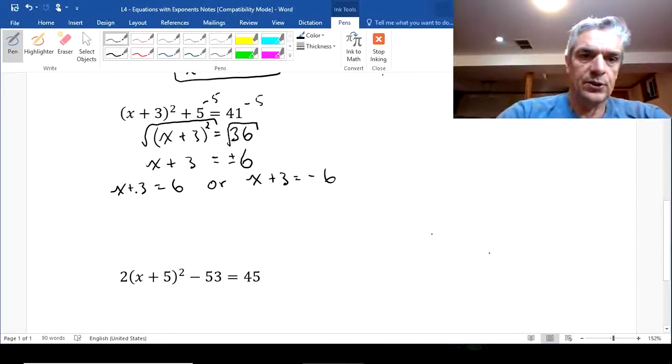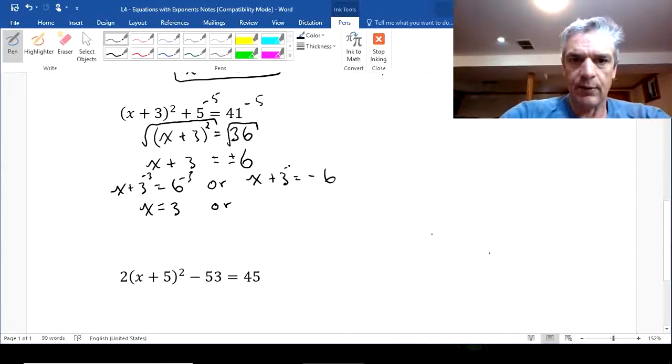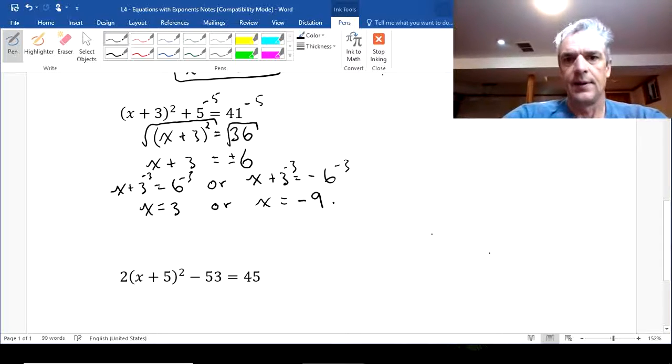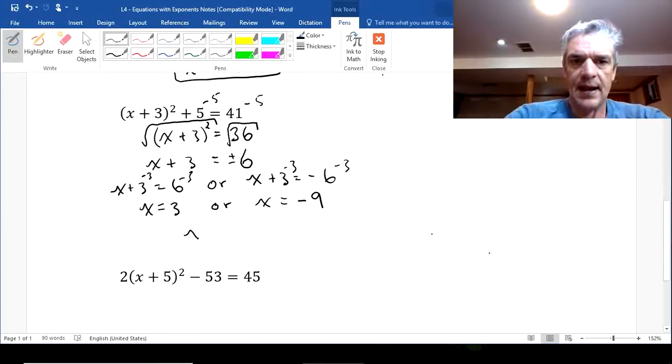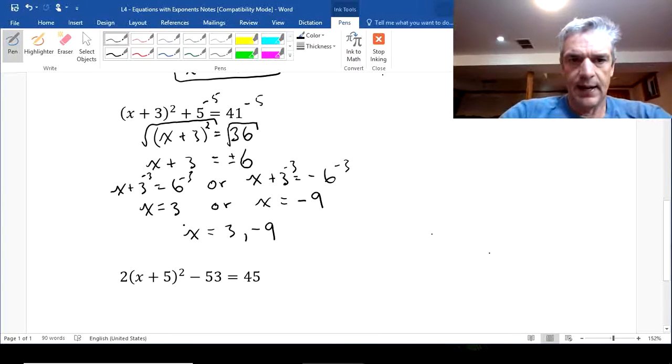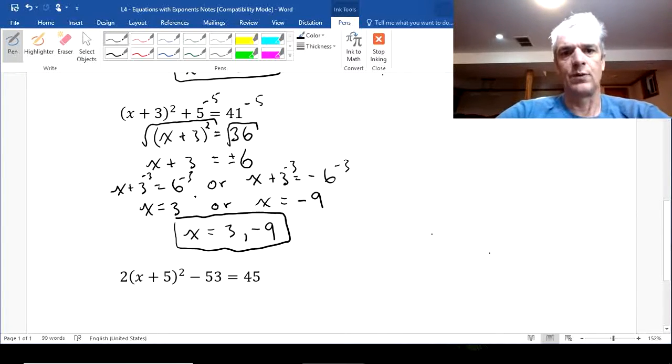So the answer here will be minus 3 and minus 3, and that will leave me with x equals 3. Or I can subtract 3 here and subtract 3 here, and x will equal minus 9, as minus 6, take away another 3 will be minus 9. And so those are my two possible answers. How do I write that? I write x equals 3 comma minus 9, and I can draw a box around that just to solidify there's my answer for that question.